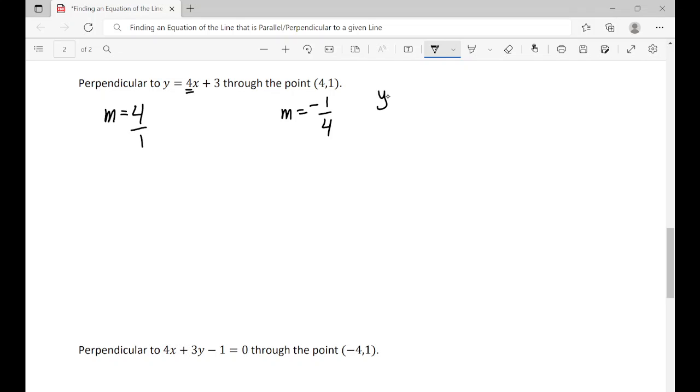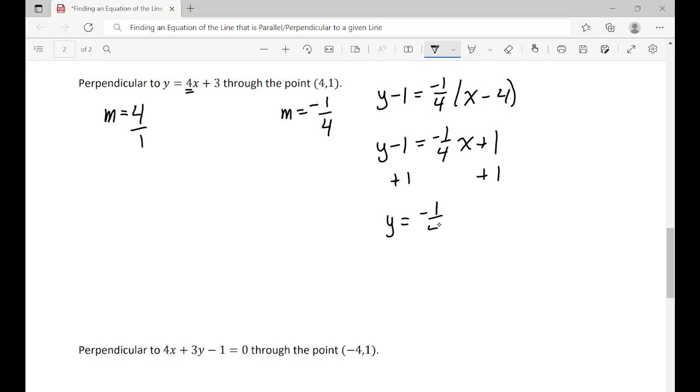So y minus 1 equals -1/4 times (x minus 4). We're going to distribute the negative 1/4 across. So y minus 1 equals negative 1/4 x plus 1. And then we're going to add 1 to both sides to get y by itself. And we'll get y equals negative 1/4 x plus 2. And here is our equation that is perpendicular to the given equation.